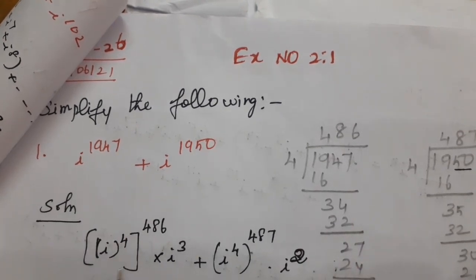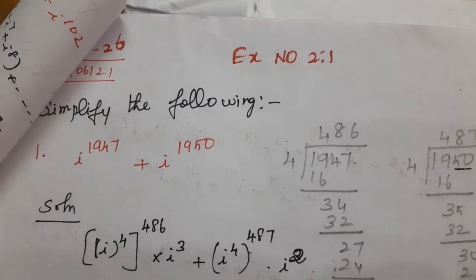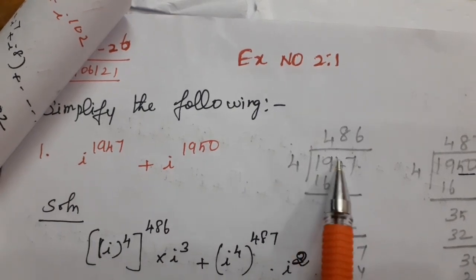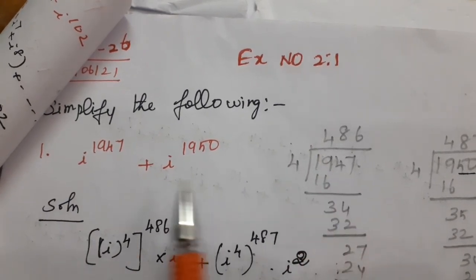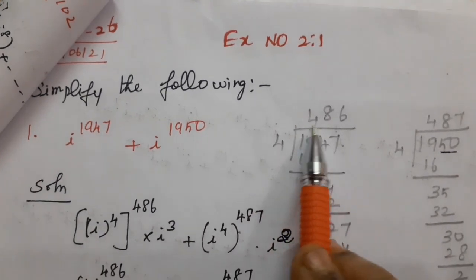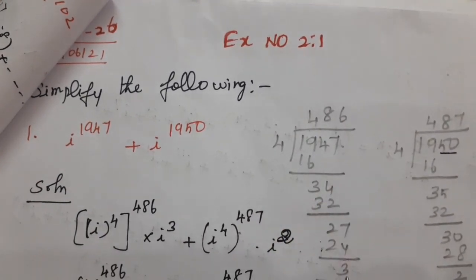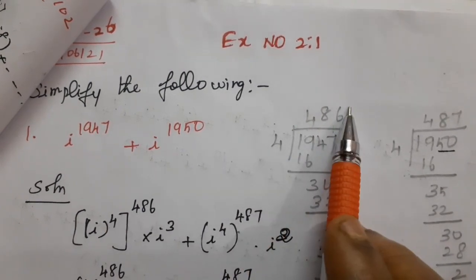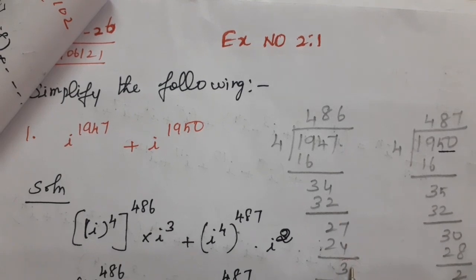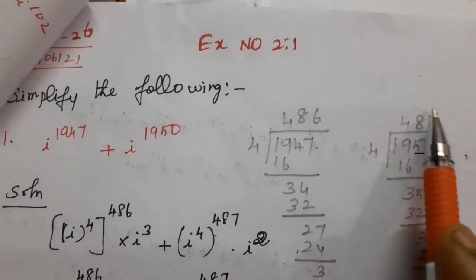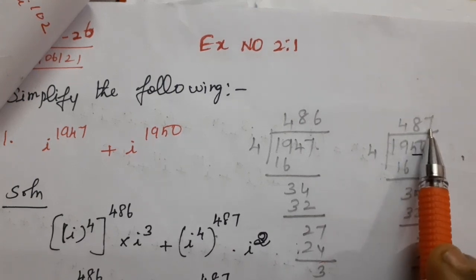So rewrite as i power 4 whole power 486. The balance is written as the i power term. Listen properly: to simplify 1947, divide 1947 by 4. The quotient is 486 and the remainder is 3. So this is i power 4 whole power 486 into the balance term, i power 3. Similarly, divide 1950 by 4. What is the quotient? The quotient is 487.